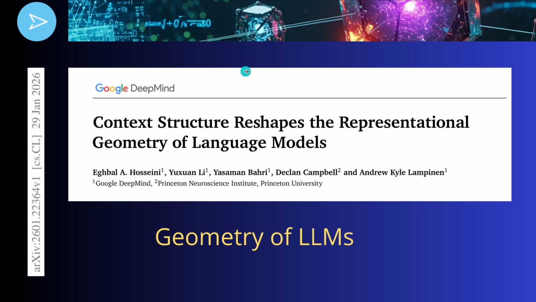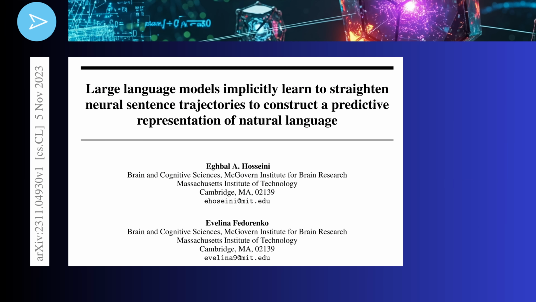Here's the study from Google DeepMind, January 29, 2026, also with the Princeton Neuroscience Institute, Princeton University. The context structure reshapes the representational geometry of our LLMs. So you see the approach that Google takes now, for maybe the next generation of transformer models, is based on geometry. Now, we have to have a look at this title first.